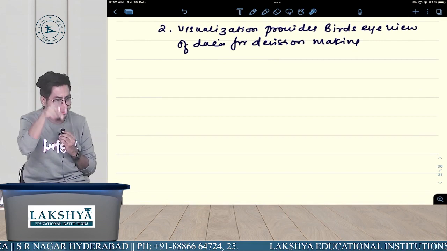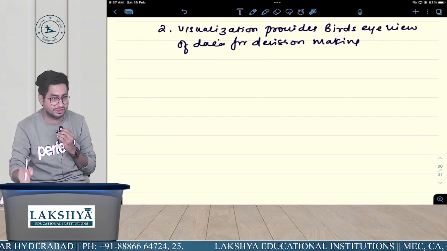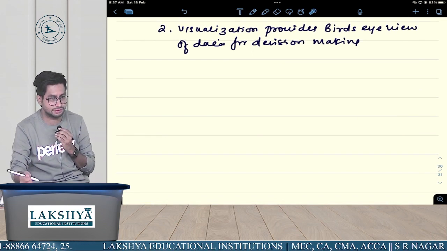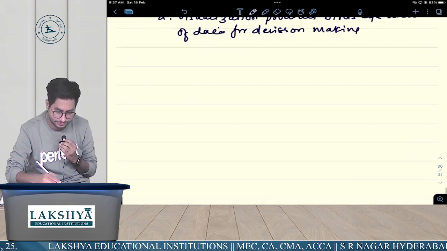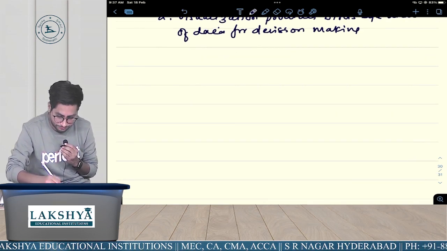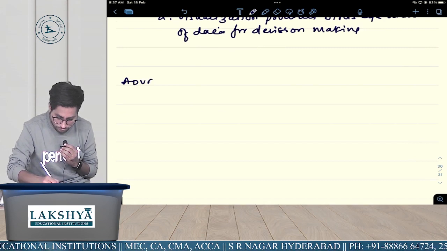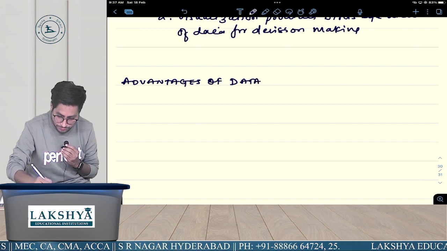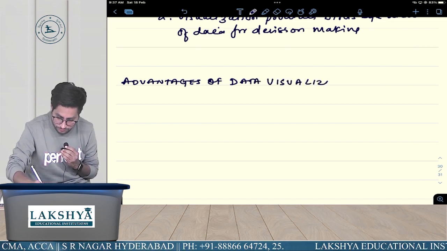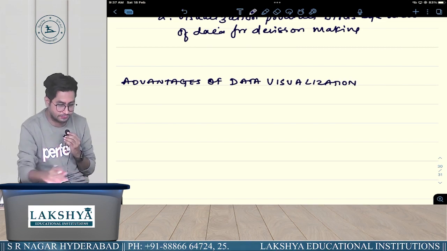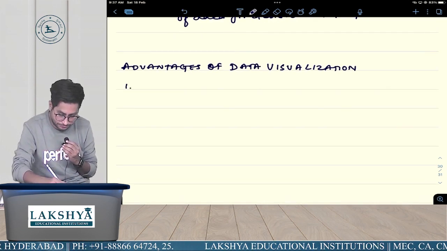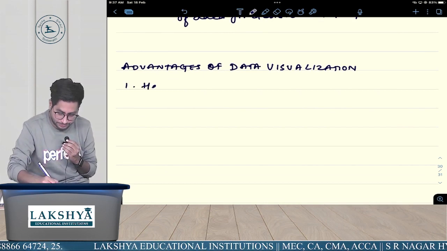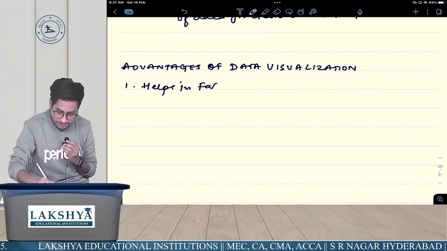Now, there is one more concept I think. Just check the advantages of data visualization. Do we have it in our syllabus before this? Benefits of data visualization. Just check. It is there. How many? I think 3 points. Advantages of data visualization. Advantage number 1. Clear? Helps in fast decision making.